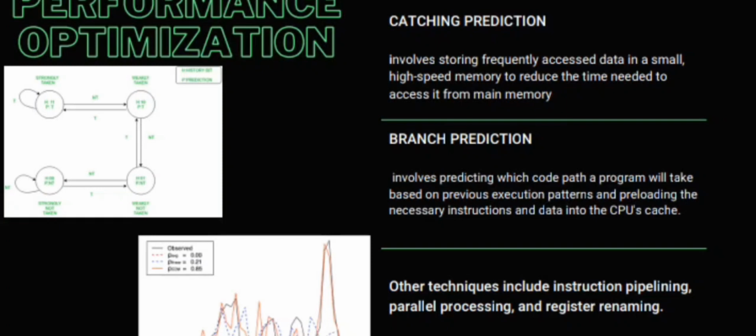Overall, caching prediction and branch prediction are important techniques in computer architecture that can significantly improve processor performance by reducing delays and improving the efficiency of instruction execution.